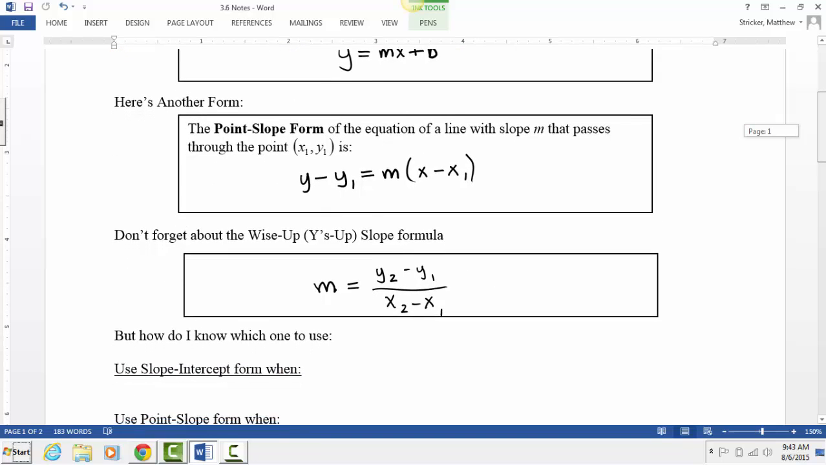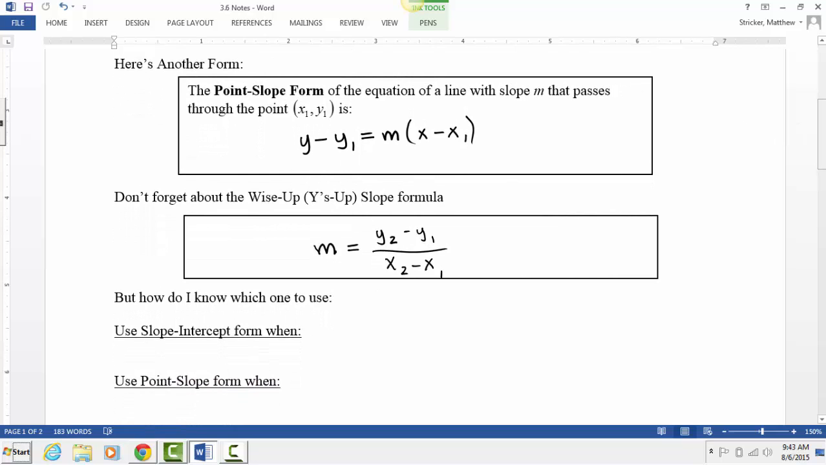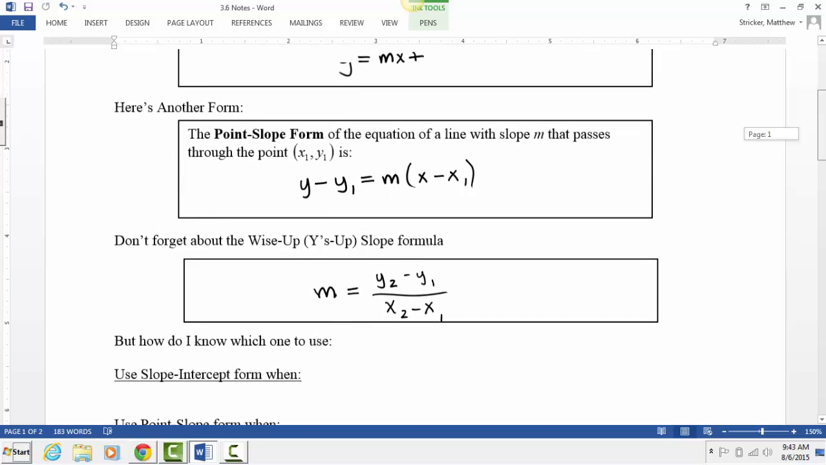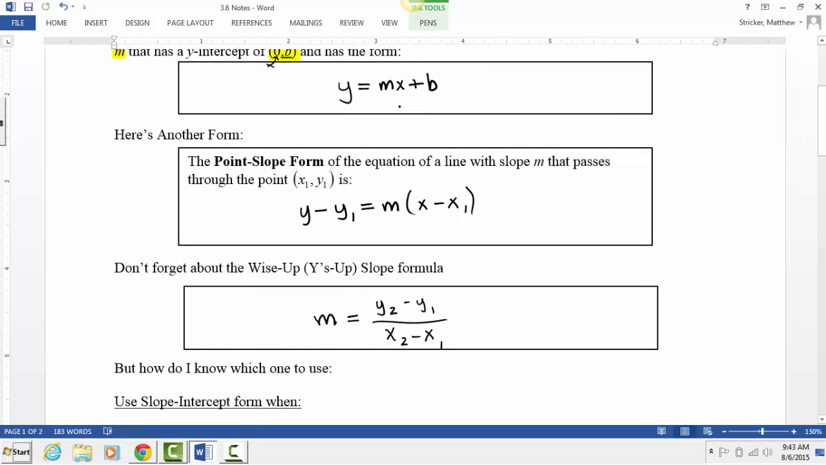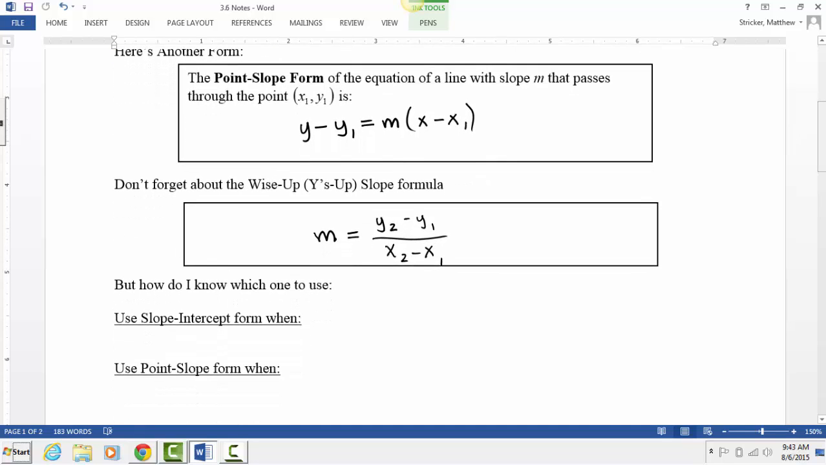But how do we know which one to use? Why would we use, first of all, slope-intercept form, y equals mx plus b? Well, there's two things that are specifically given in this equation. One is the slope and the second is the y-intercept. So you want to use this form when you are given those two things. When you're given the slope, and that's m, and the y-intercept, the ordered pair 0, b.